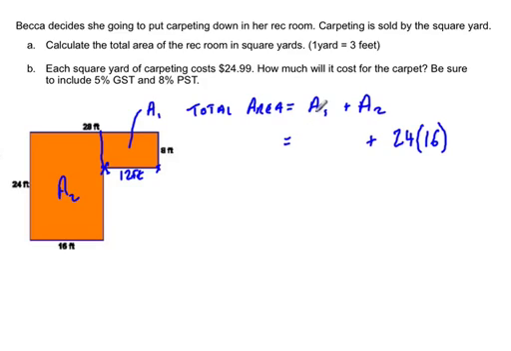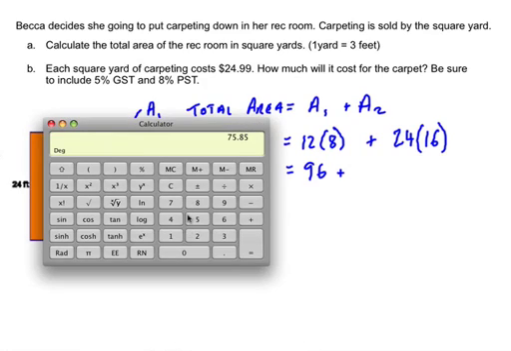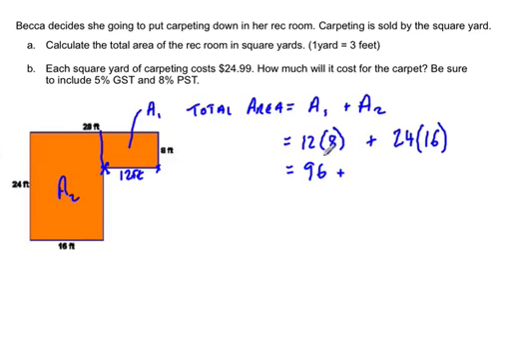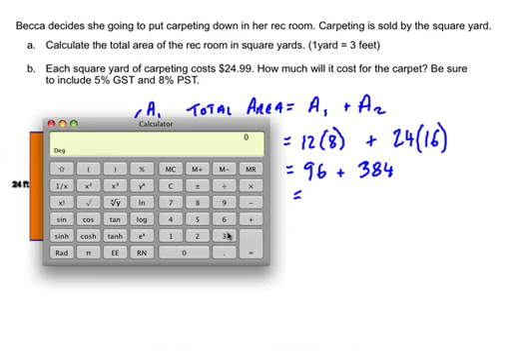To calculate area 1, we're going to multiply length and width, which is 12 times 8. And 12 times 8 is 96, plus 24 times 16, which is 384 square feet. So the total for the room is going to be 384 plus 96, and that's 480 square feet.